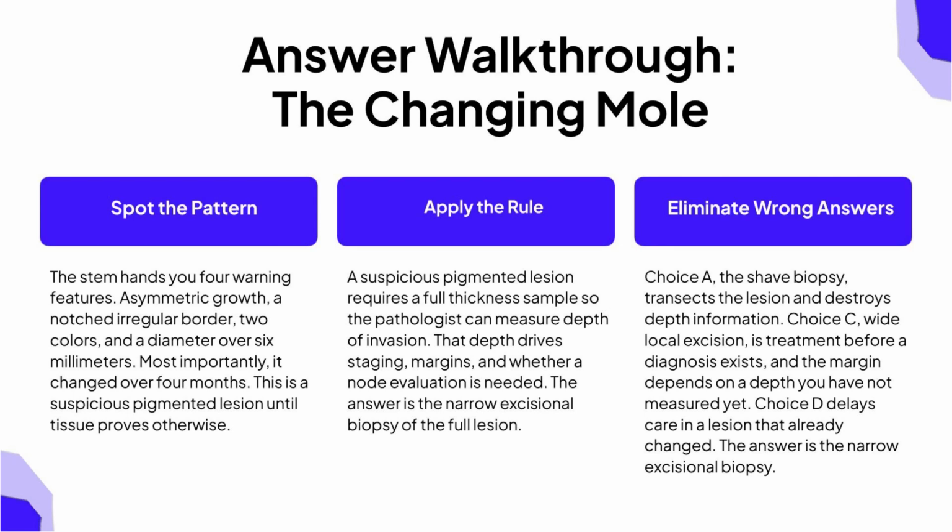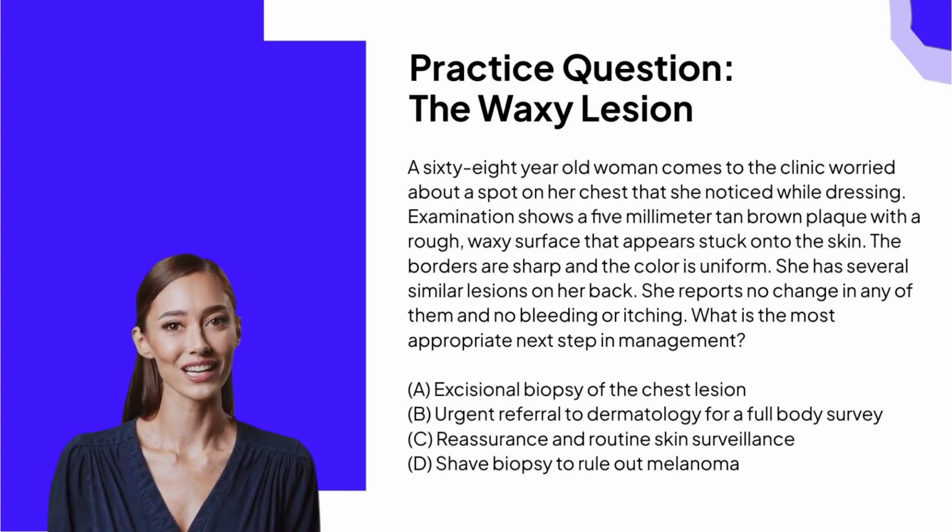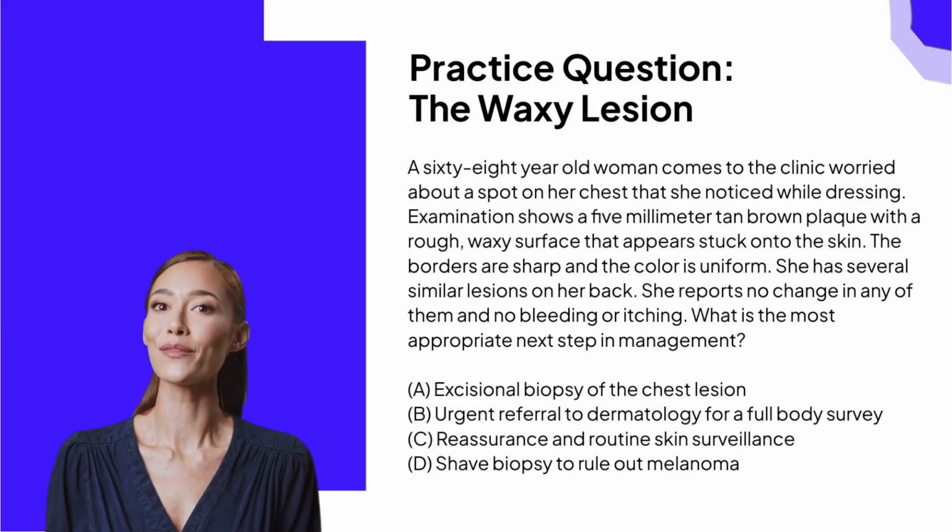The answer is B. Our second practice question tests the other half of the skill set, knowing when to do nothing. A 68-year-old woman is worried about a spot on her chest. Examination shows a 5 mm tan brown plaque with a rough, waxy surface that appears stuck onto the skin. The borders are sharp and the colour is uniform. She has several similar lesions on her back, with no change, no bleeding, and no itching.